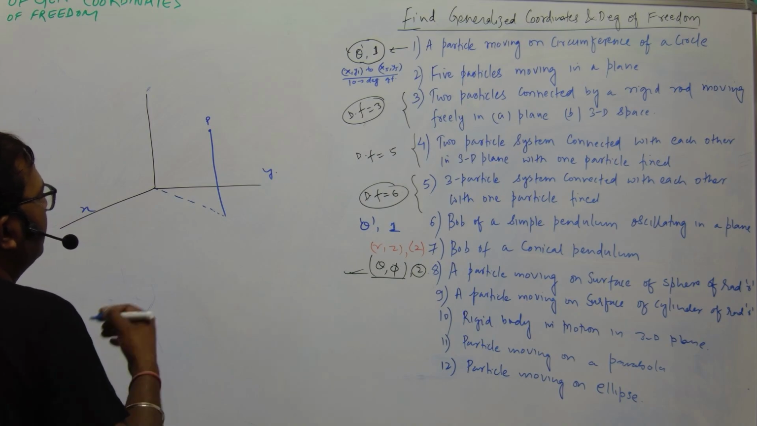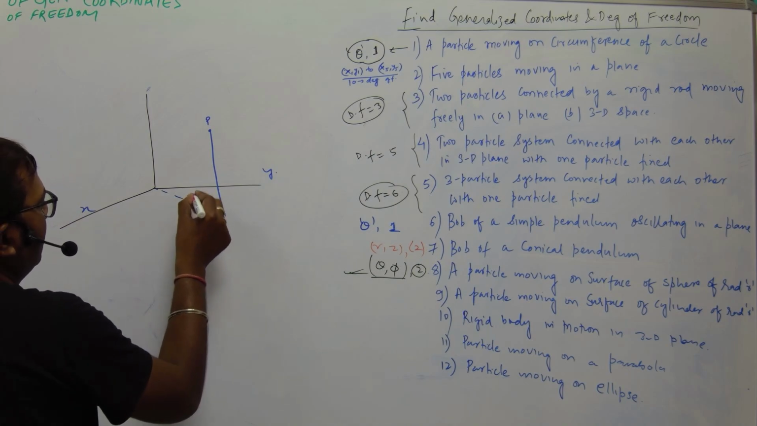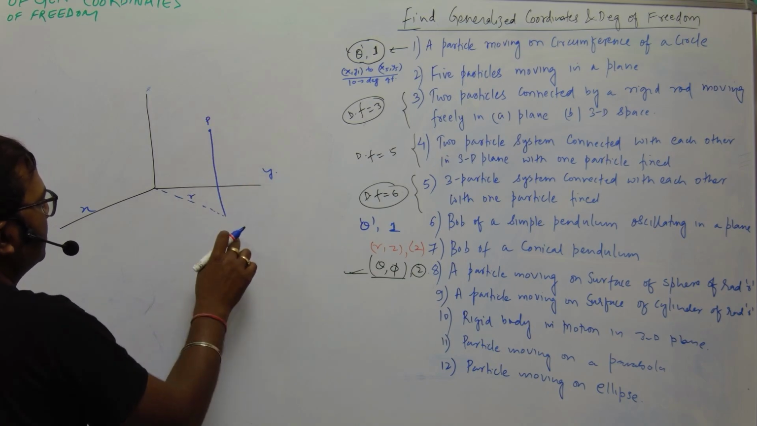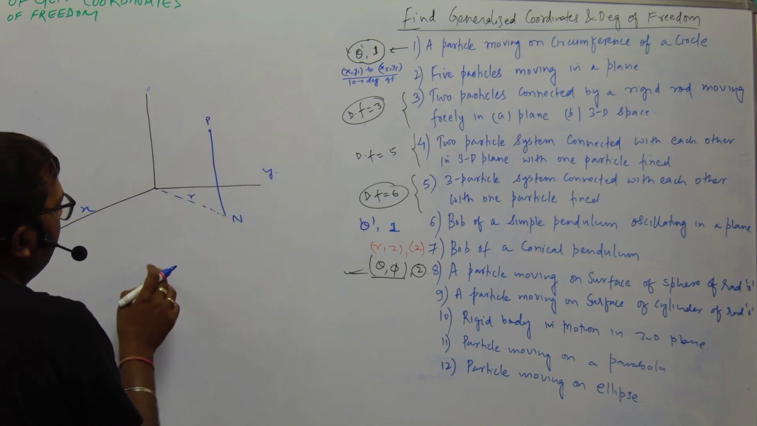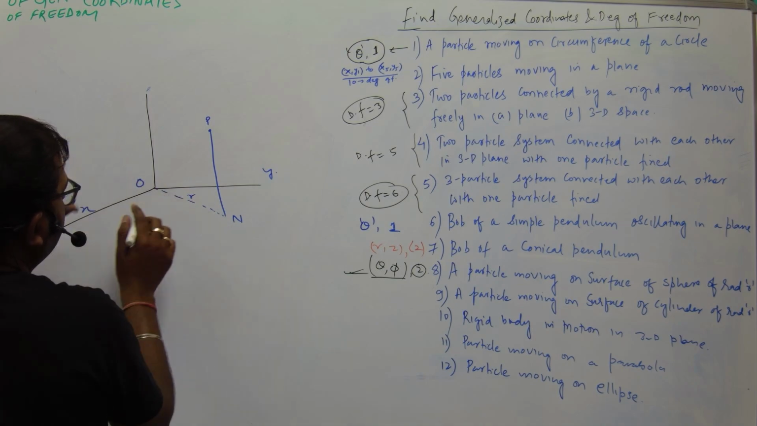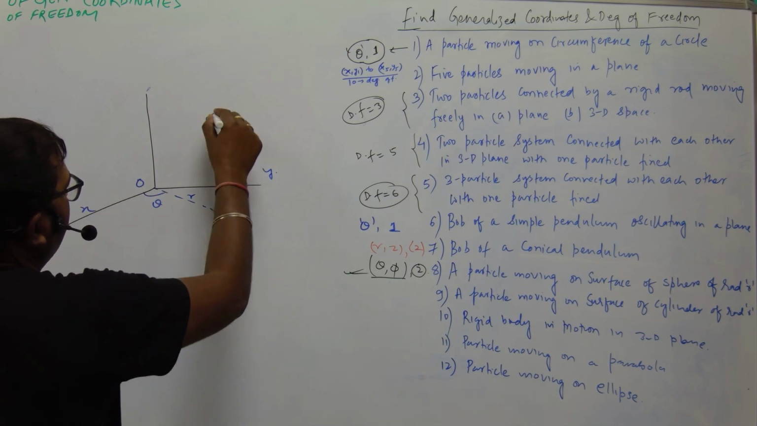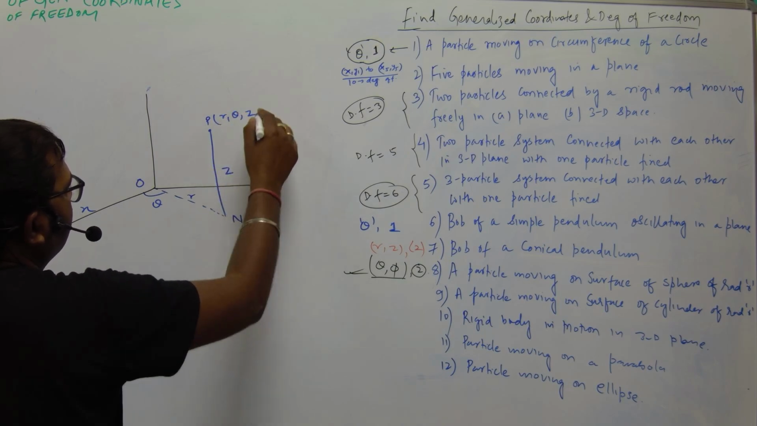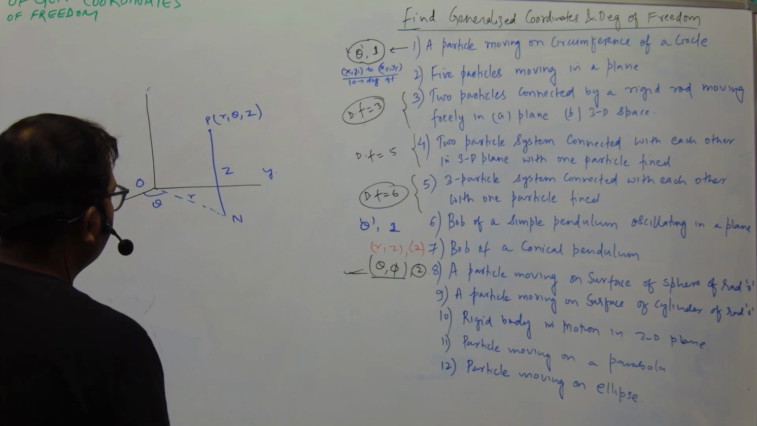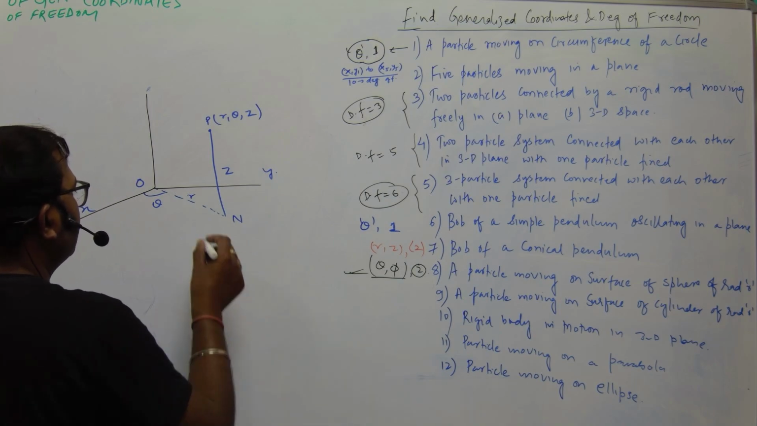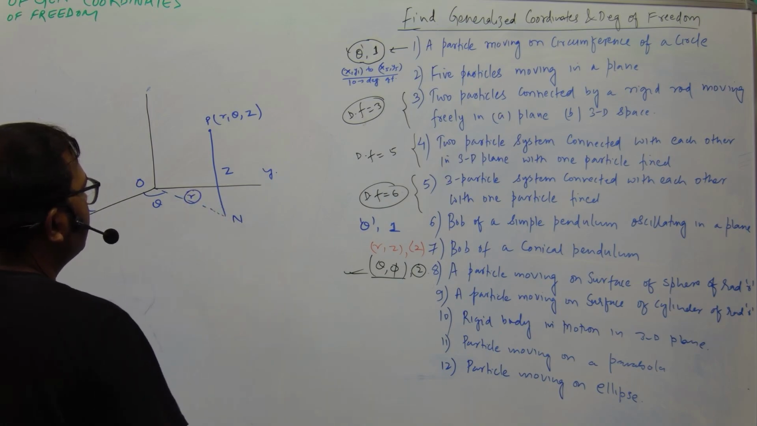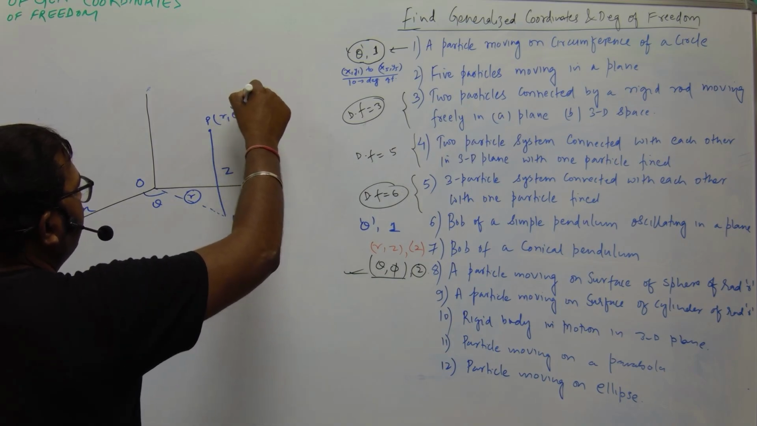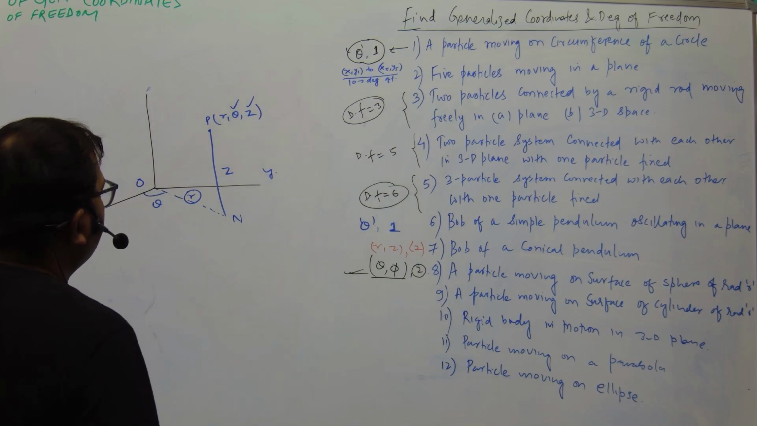We have the radius of the cylinder as r. Let us drop a perpendicular from point P to the xy plane. This is point N. The angle that ON makes with the x-axis is theta. So this point is r, theta and z, where PN is z. The radius of the cylinder is fixed here, so the only change is in the values of theta and z when the position of the particle is getting changed.